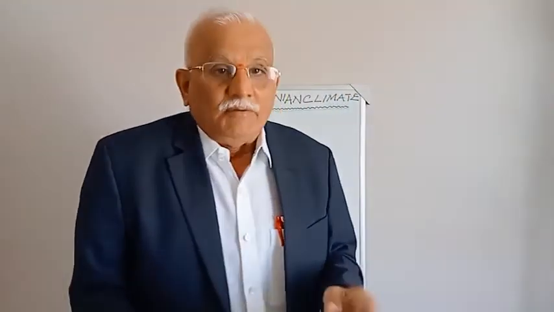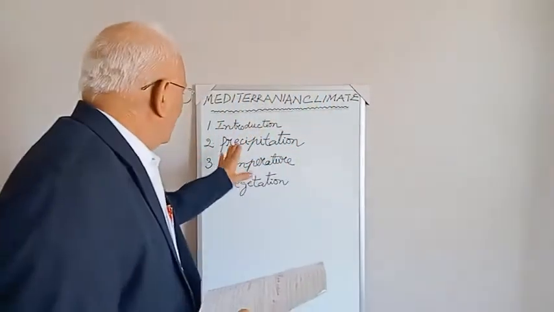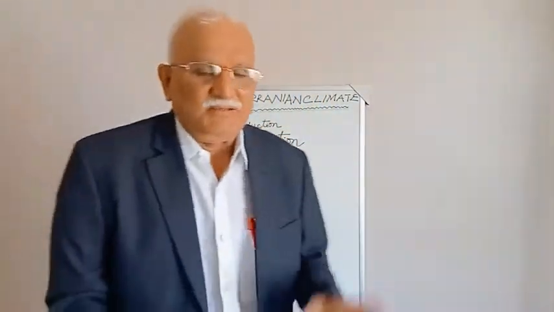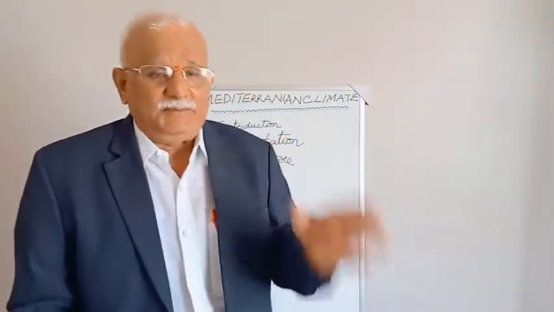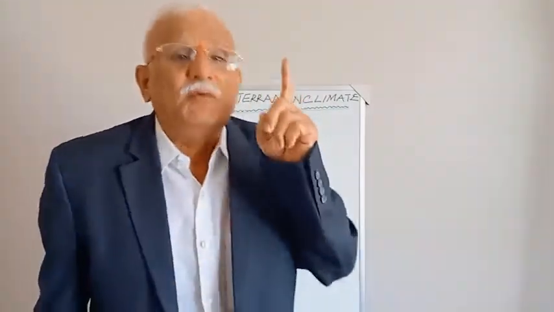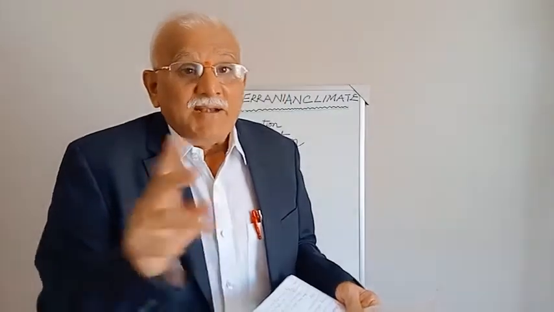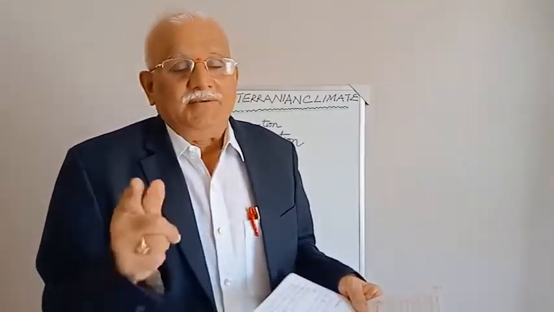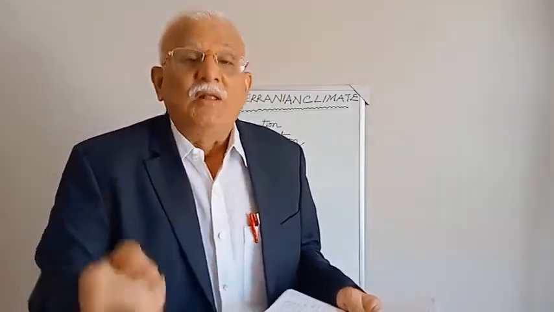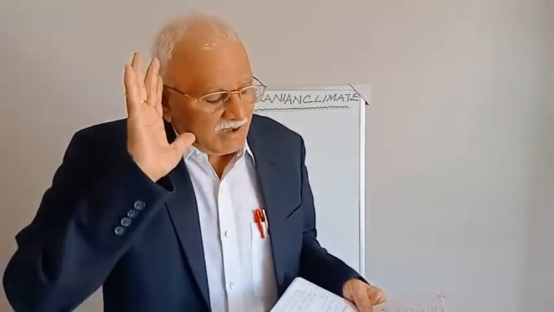Now, with reference to precipitation and temperature, some basic characteristics. Precipitation occurs in the Mediterranean climate during the winter. Wet winters. In some books you will find mild wet winters. That time you should not get confused: wet winters or mild wet winters.